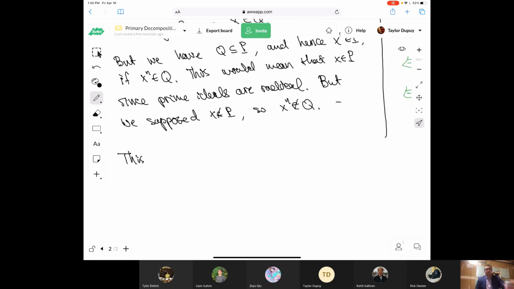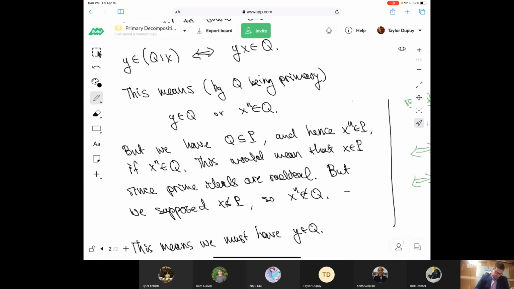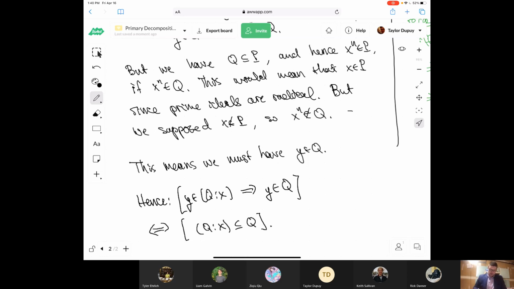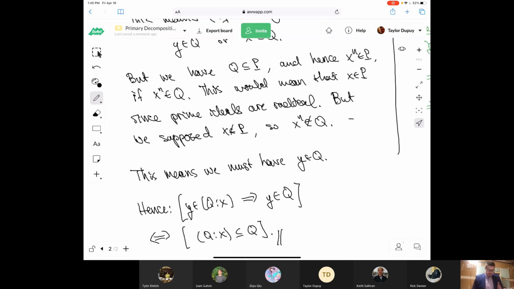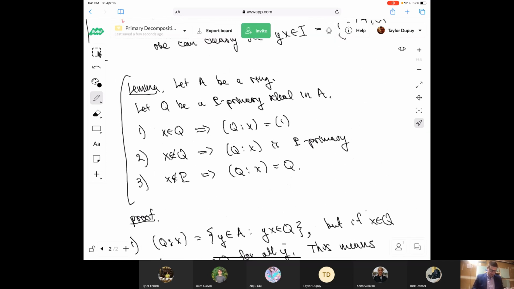All right. So suppose that we have this. This means that we must have y is an element of Q. And then what were we trying to prove this whole time? Hence, if y is in Q colon x, this implies y is an element of Q, and this whole thing is equivalent to Q colon x being contained in Q, which is what we wanted to prove. So now we have some nice properties about how primary ideals behave with respect to this operation.